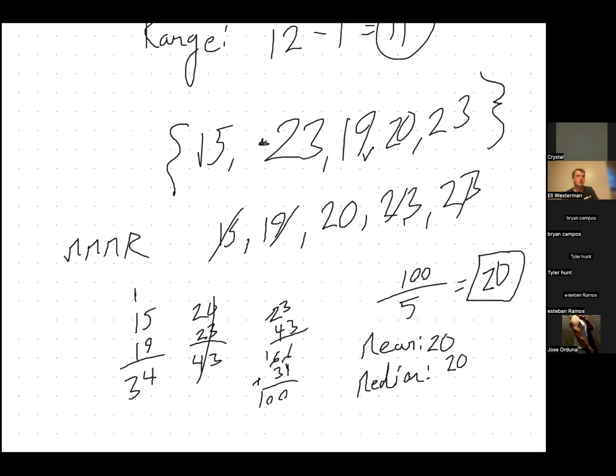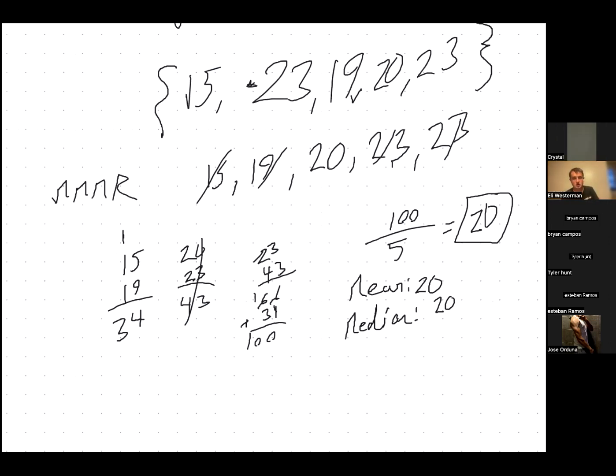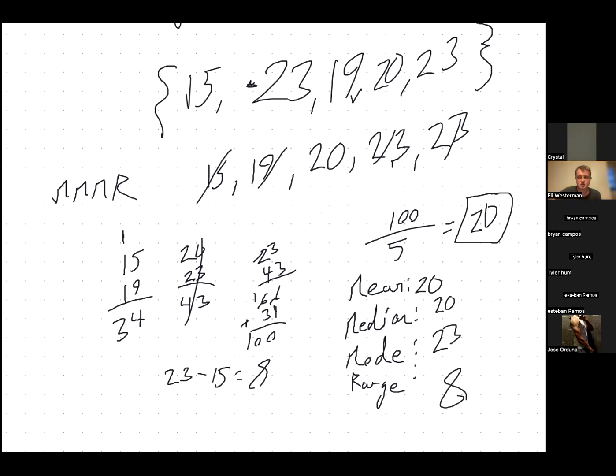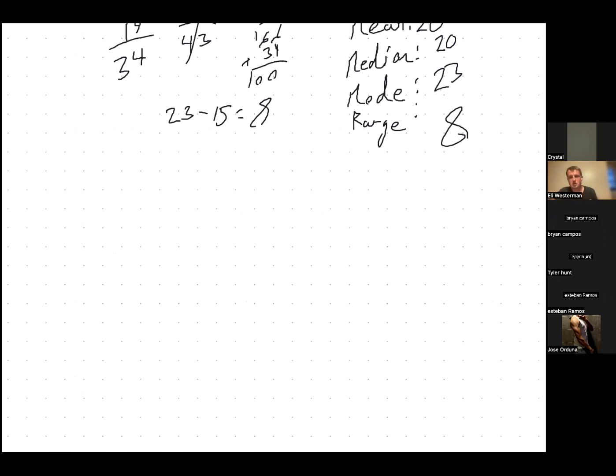Let's look at the mode. The mode is 23. That shows up most often. And finally, let's look at the range. That is 23 minus 15 equals 8. So that's how you solve that one. Let's look at this problem.